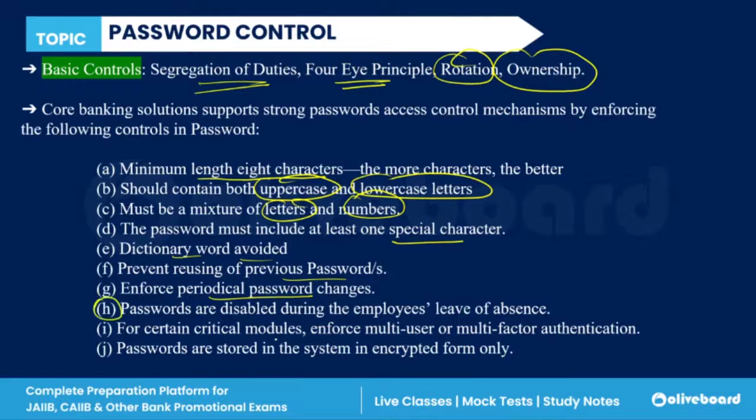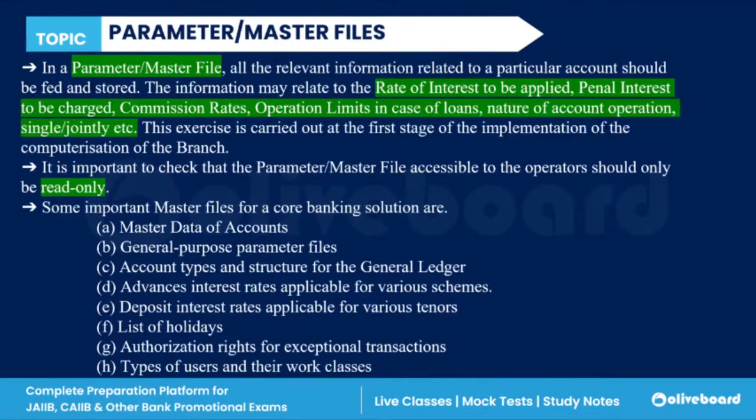For certain critical modules, there are multi-user and multi-factor authentications also, and passwords should be stored in the system in encrypted form. Okay, so these are the instructions given on how you should have a strong password and strong system control in the core banking system. Now, there is a parameter file, also known as the master file, in the core banking system.